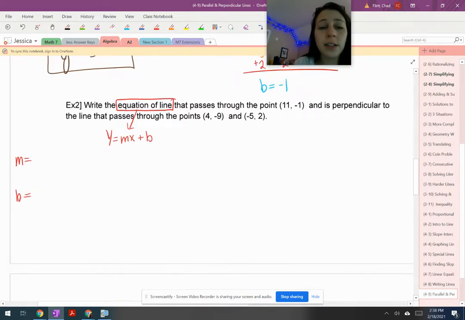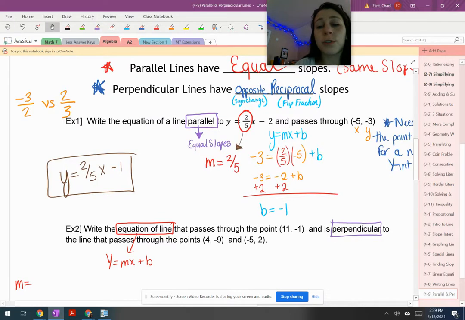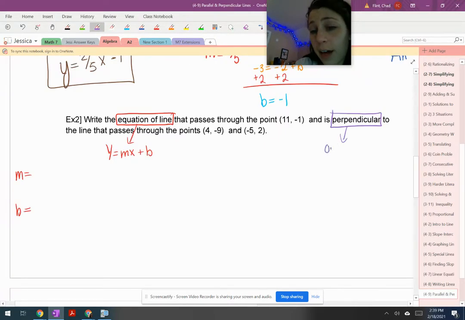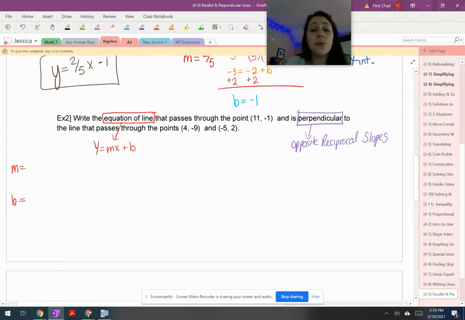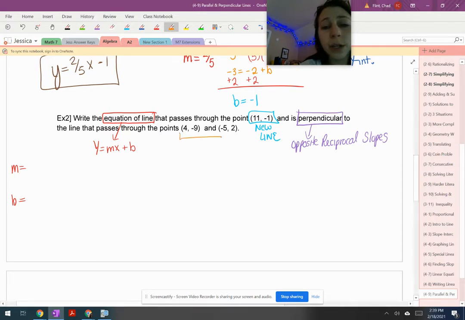The next thing that I'm noticing is the key usage of the word perpendicular. From our notes from above, I know that perpendicular lines have opposite reciprocal slopes. So that is going to come in handy. We know that our new line passes through this point (11, -1). This is on the new line, whereas we know these two points are on the other line.